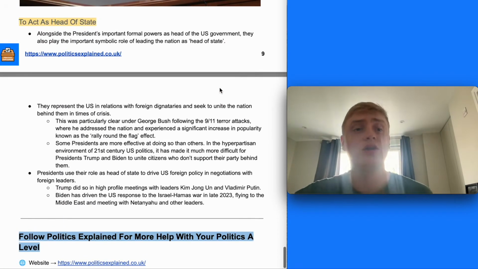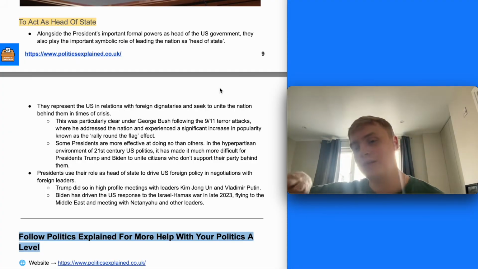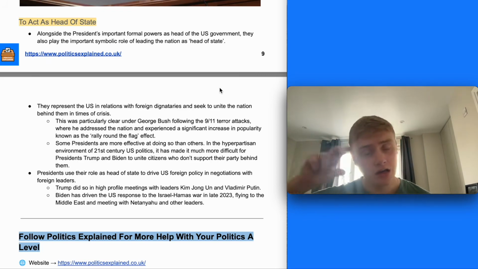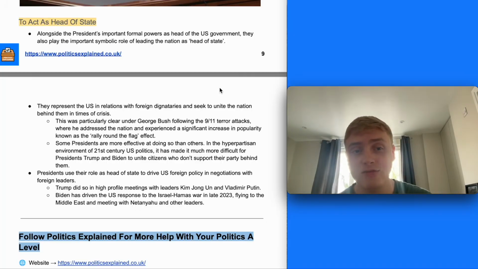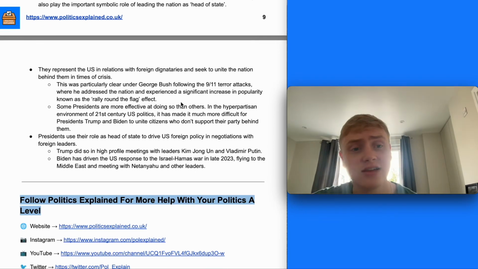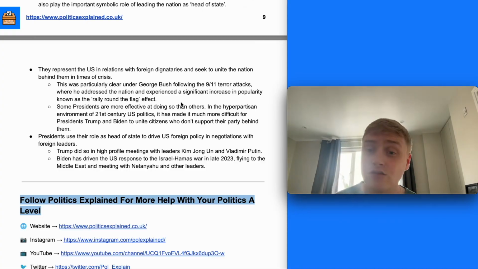The final key power we're going to have a look at, so we've looked at all of those formal powers written down in the Constitution in relation to their power as head of executive. The final thing we're going to have a look at is their power as head of state. Alongside the president's formal powers as head of government, they also play this important symbolic role as head of state. So they represent the US in relations with foreign dignitaries and seek to unite the nation behind them in times of crisis as effectively the key person representing and in charge of America. This is particularly clear under Bush following the 9/11 terrorist attacks, where he addressed the nation and experienced a significant increase in popularity known as the rally round the flag effect.